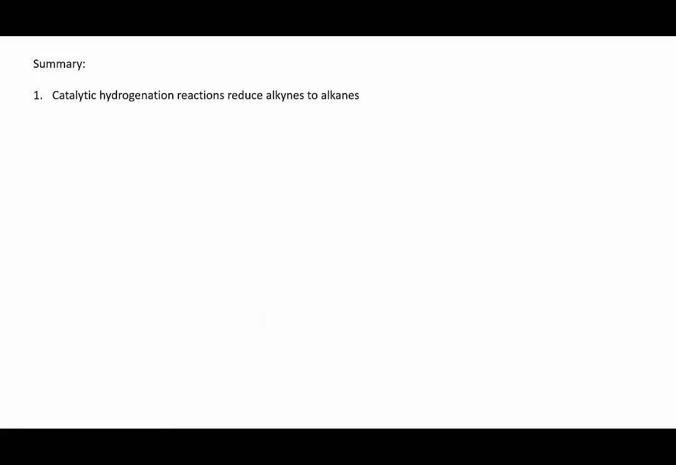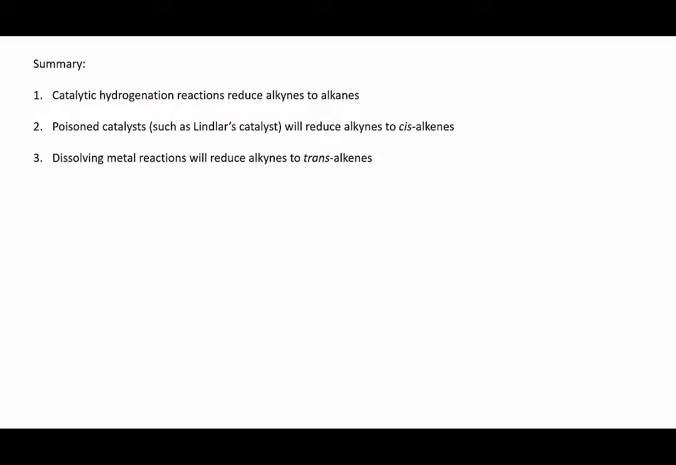So to summarize, catalytic hydrogenation reactions, just like in the case of alkenes, will reduce alkynes all the way down to alkanes. If we poison the catalyst and use something like Lindlar's catalyst, we can reduce the alkynes down to alkenes, in this case the cis form. Finally, if you use a dissolving metal reaction, you can reduce an alkyne to the trans alkene.